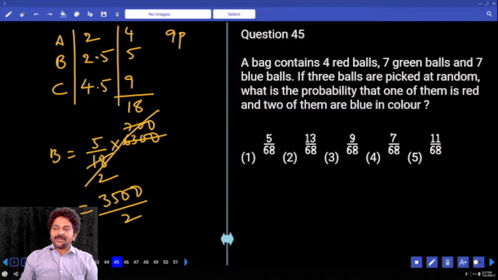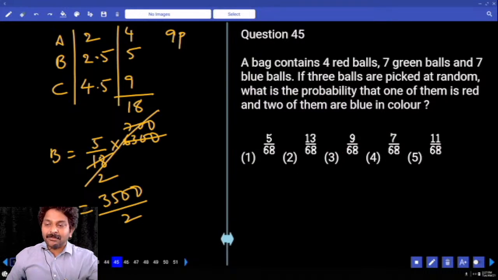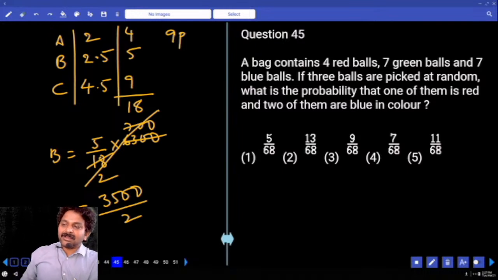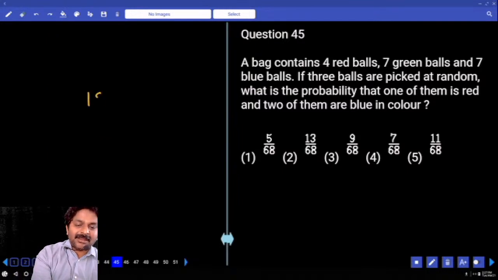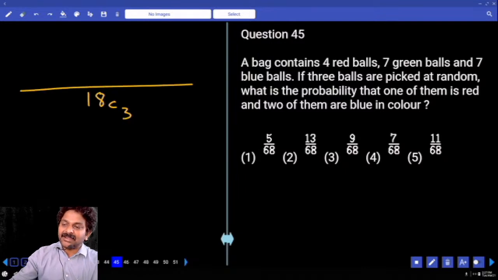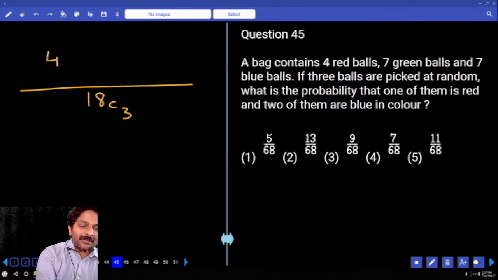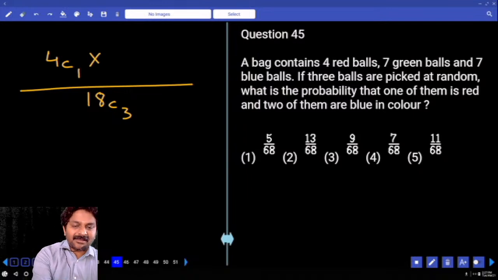A bag contains 4 red, 7 green and then 7 blue balls. Total how many are there? 18. 3 balls are picked at random, which can be done in 18C3. What is the probability that one of them is red and 2 of them are blue? 1 red we need from 4C1 and 2 blue color from 7C2. Can you simplify this?